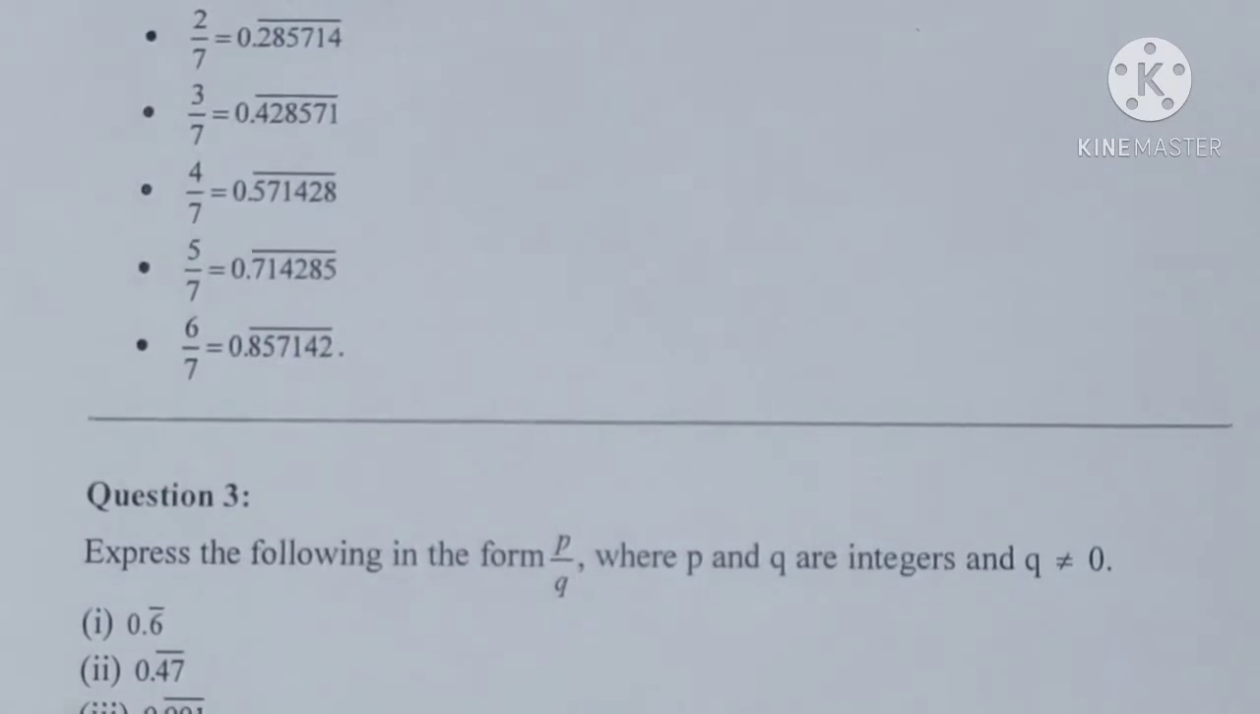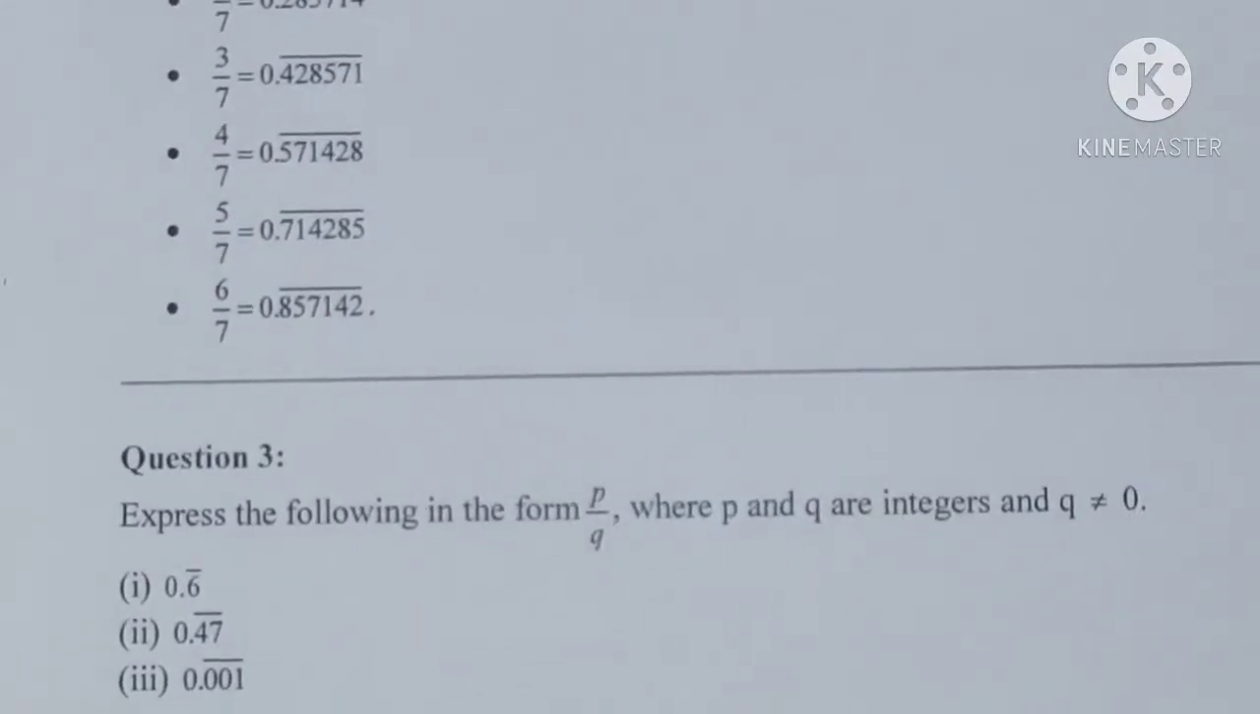It can be written like this also, using bar, that is 2 by 7 equal to 0.285714 with the bar given over all the numbers. And again 3 by 7 when you are writing, the bar is given from 4 to 1 only. That means 0.42857 bar. Again 4 by 7 we can write as 0.571428 bar, 5 by 7 0.714285 bar, 6 by 7 0.857142 bar.